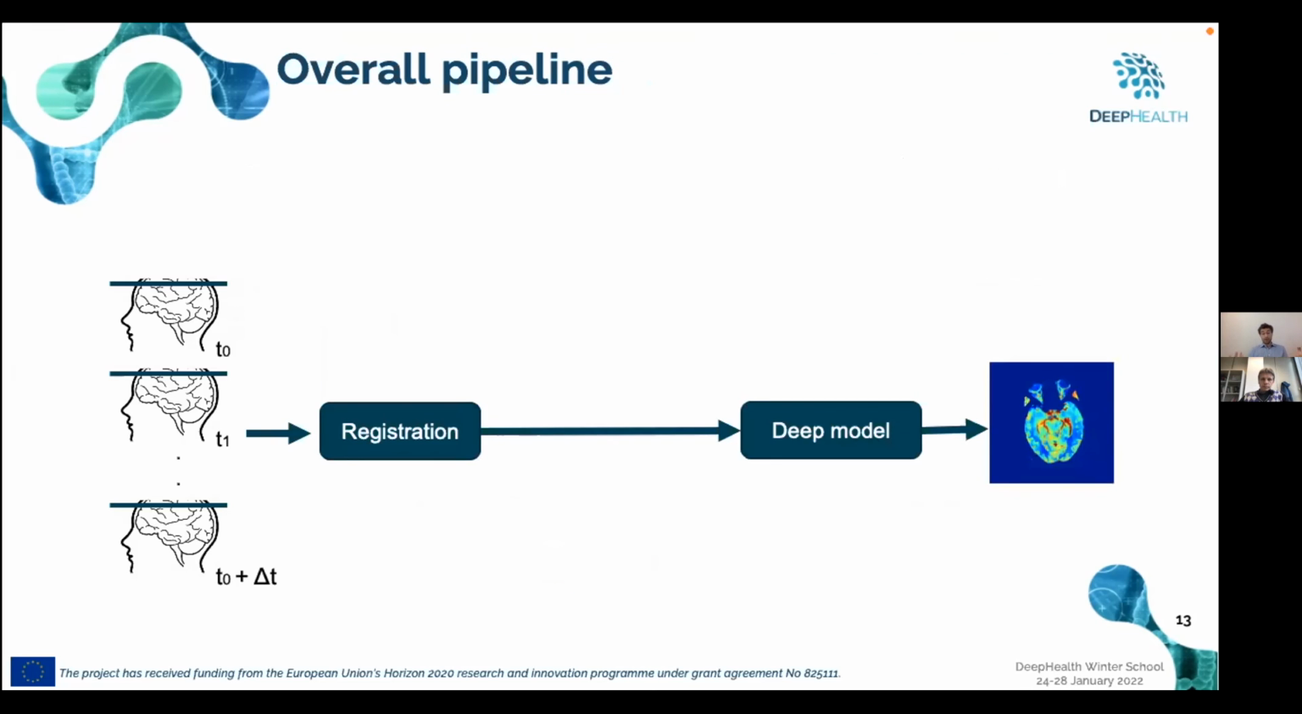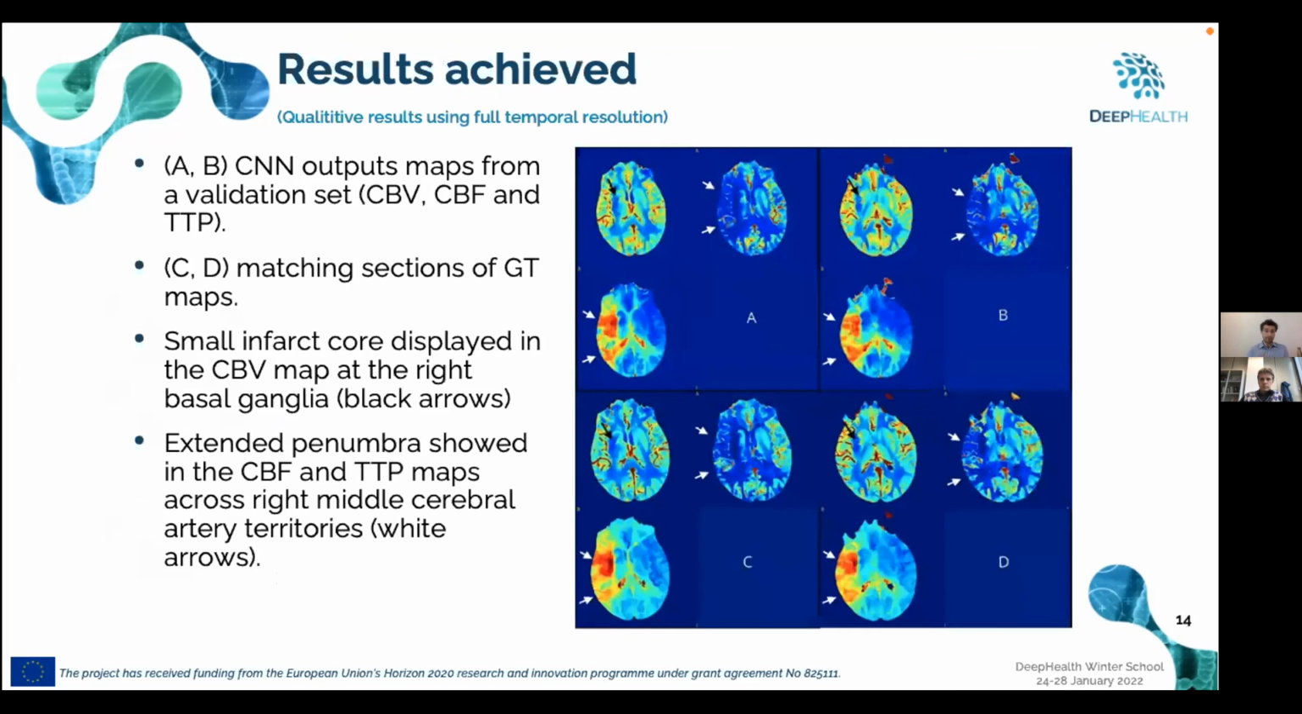So the overall pipeline changes dramatically. We remove all of the arterial input function extraction and the by-hand design of the convolution algorithm, and we just feed these images straight to the deep model. And yes, we have achieved some preliminary results in which, for example, here in the top images are the output maps of the convolutional neural networks. In the lower part, we have the ground truth, which for us is the traditional algorithm. Qualitatively speaking, the results are very similar to each other.